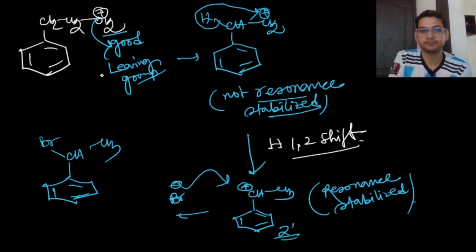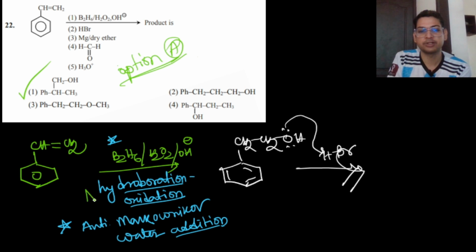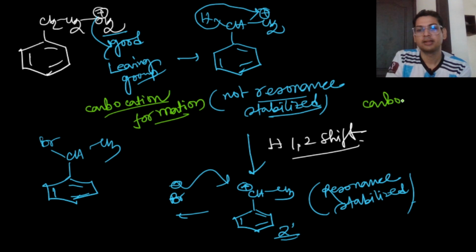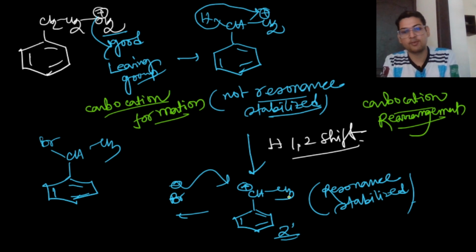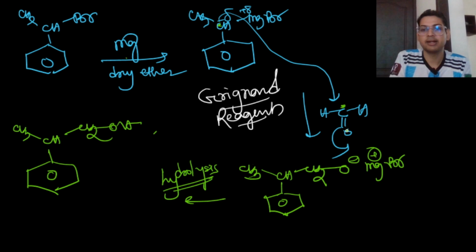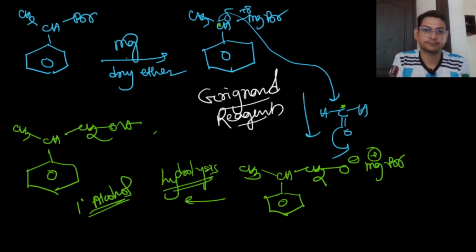So you see, the first step is hydroboration oxidation. Second step is carbocation formation. Then carbocation rearrangement to get the most stable carbocation. Then bromine attack, you are getting bromide. Then it's Grignard reagent. Grignard with formaldehyde will automatically give you 1 degree alcohol always, and that will be your answer. Got it? Okay.